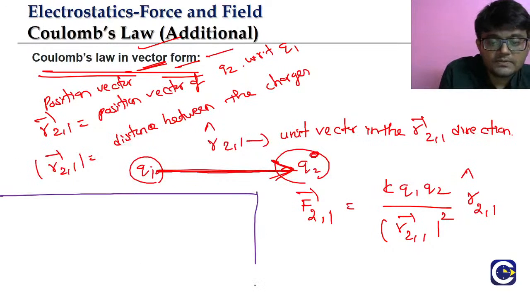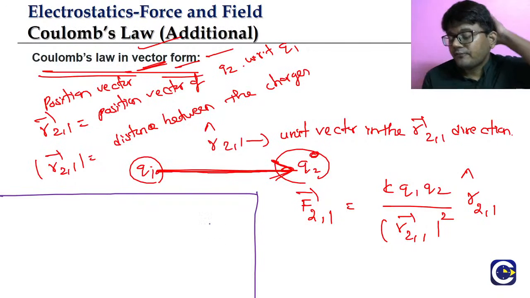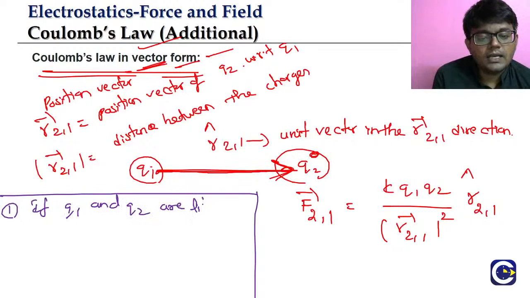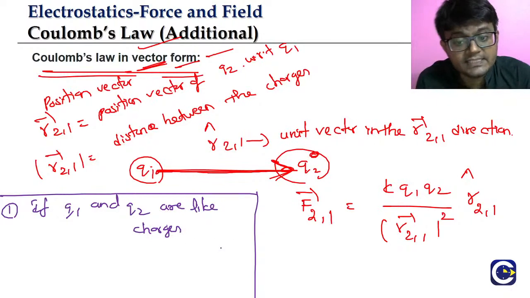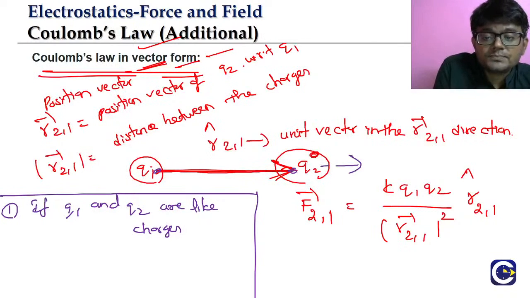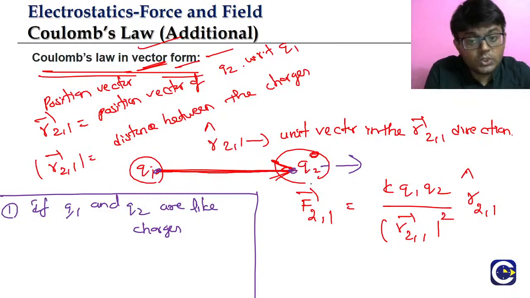Okay, now see, if q1 and q2 are like charges, another first condition, q1 and q2 are like charges. Like charges will be of the same type. Then q2 will be what? Repelled by q1. q2 will be repelled by q1.